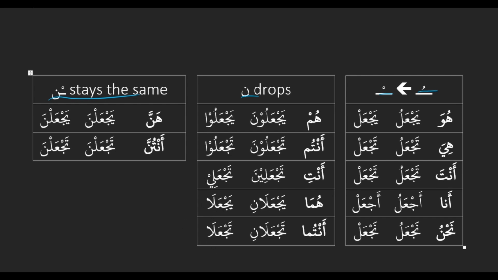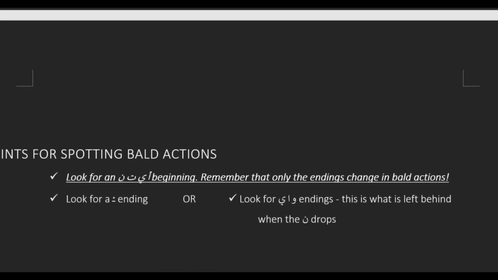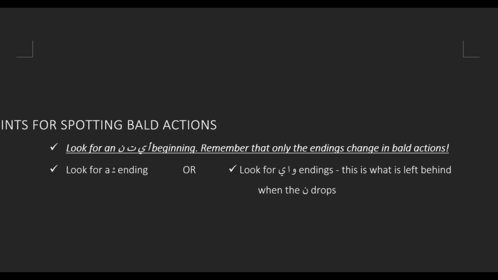I have a question about that. A few chapters ago we learned about labelless actions, and we said that labelless actions are when an action ends in a vowel, so alif, waw, or ya. So now how do we distinguish between something that's bald and something that's labelless, because they both end in vowels? That's a good question, actually.